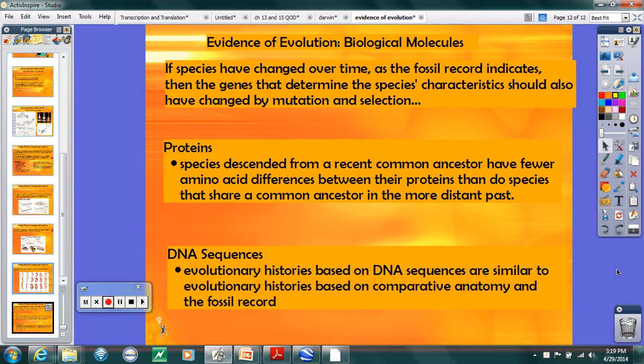So that's talking specifically about amino acid differences. And then if you take a look at DNA sequences, evolutionary histories based on DNA sequences are similar to evolutionary histories based on comparative anatomy and the fossil record. So there are your major pieces of evidence of evolution: biological molecules, the fossil record, and overall anatomy and development.